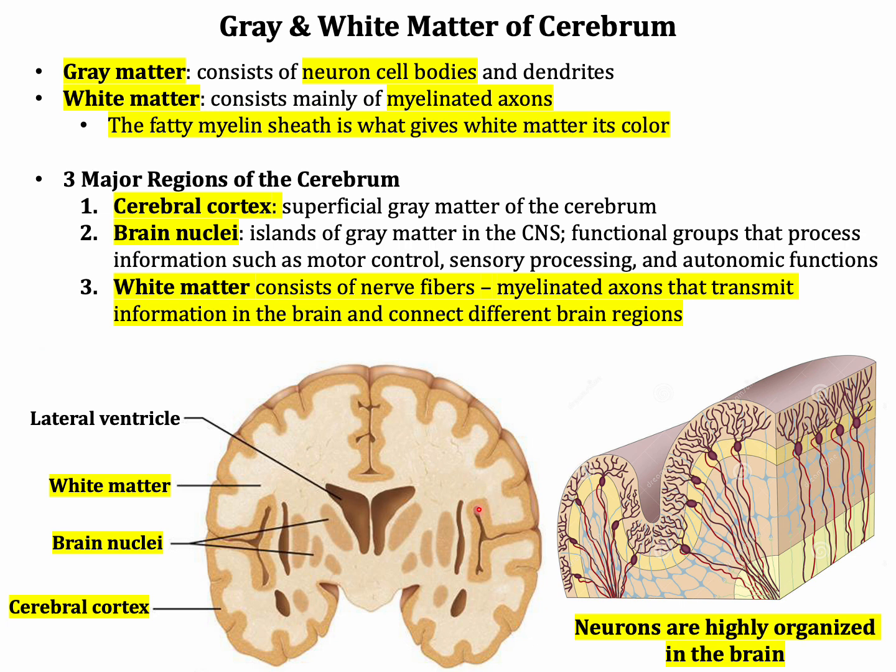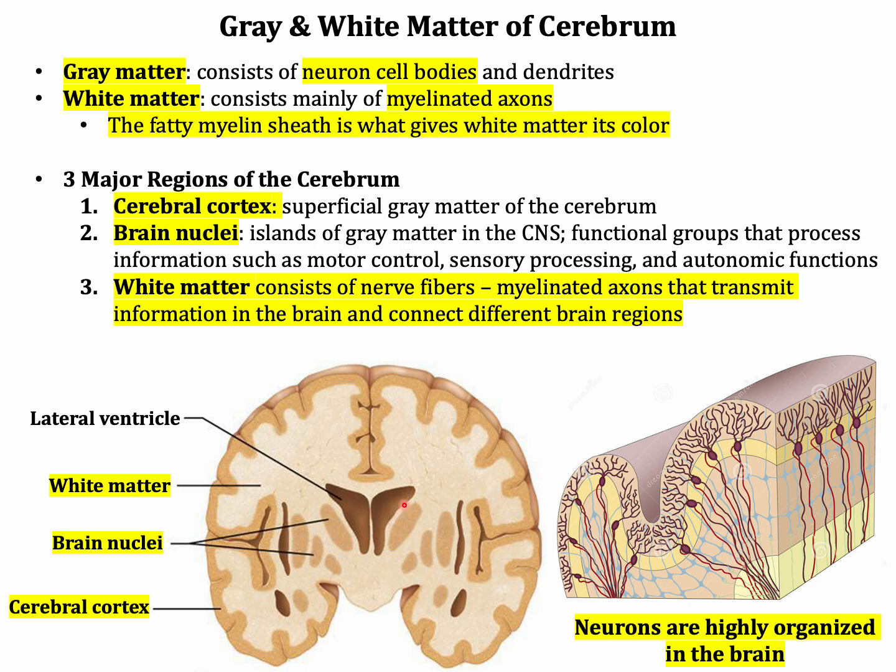With this frontal section here, we can see the distribution of gray and white, and it creates these major regions of the cerebrum. So the cerebral cortex is this superficial layer of gray matter. Again, this is where the neuron cell bodies and dendrites are found. Very, very important area that we'll talk more about.